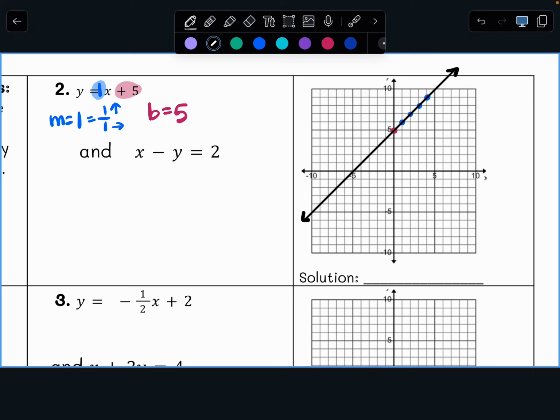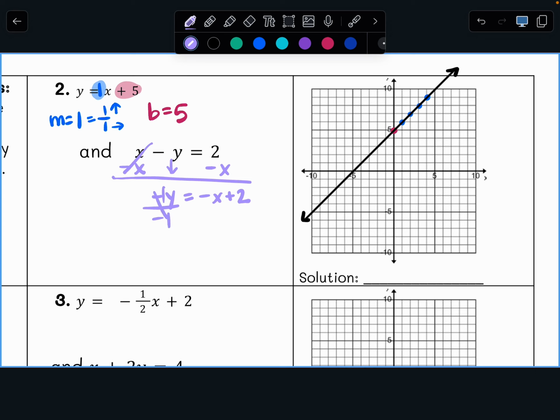Next equation is x minus y equals 2. To convert this to slope-intercept form, I'm going to subtract x. -y equals -x plus 2. I'm going kind of quickly through these conversions because we did practice this in C Day 2. So if you can't remember that, go back to C Day 2 notes and review that.